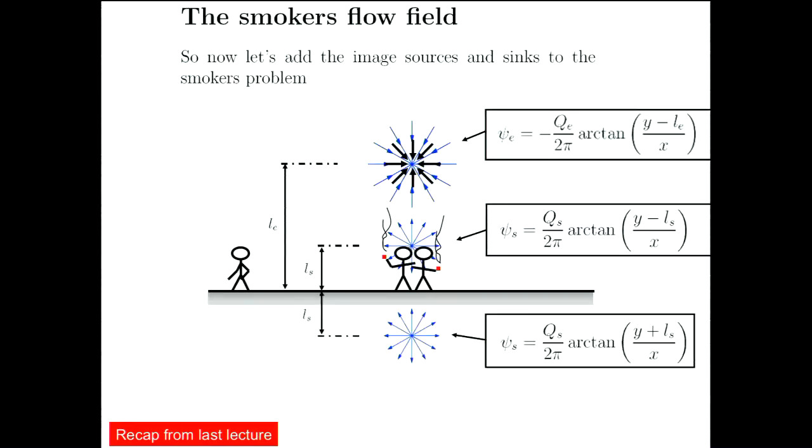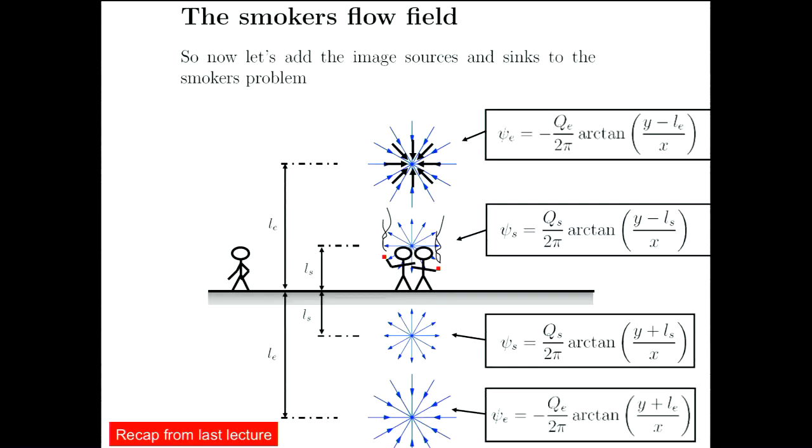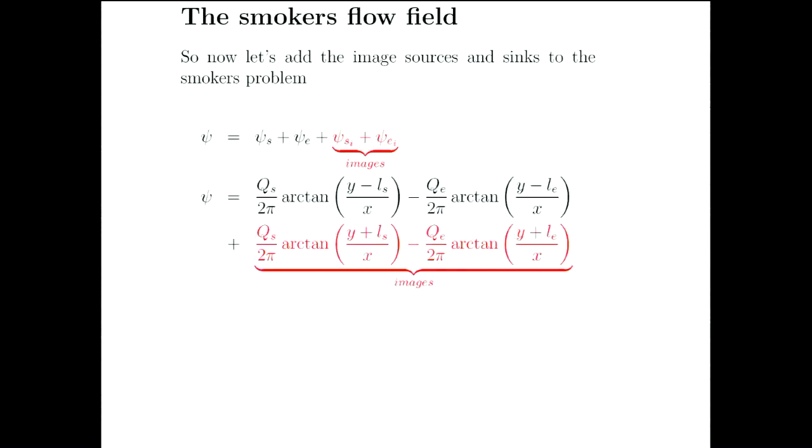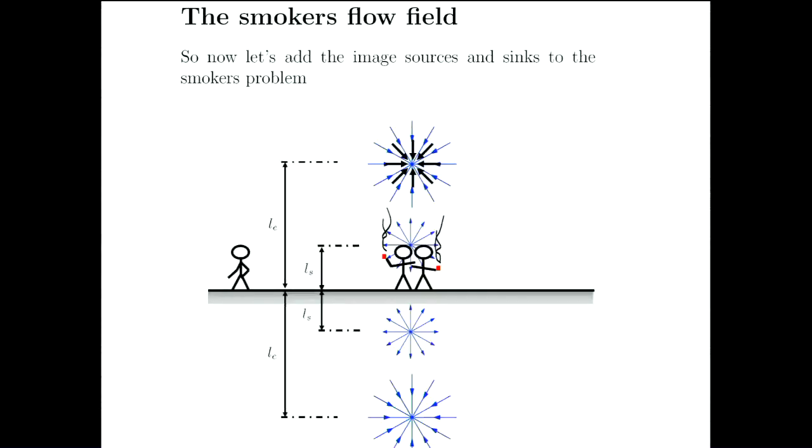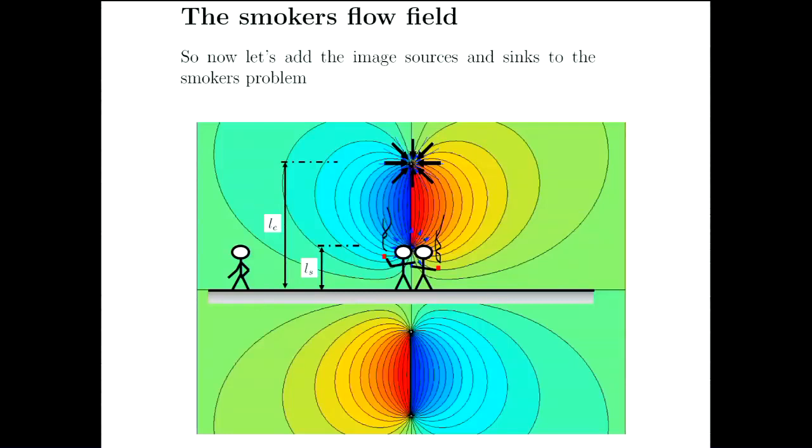Right, so we then had a second attempt at this smoker's problem. And this time we have added our images for our source and also sink. Okay. So both of them have the same strength as the actual source and sink, but they're just located in the opposite direction. Okay. Right, so we can then have an expression for our stream function for this flow. Okay, and you have streamlines that look something like this.